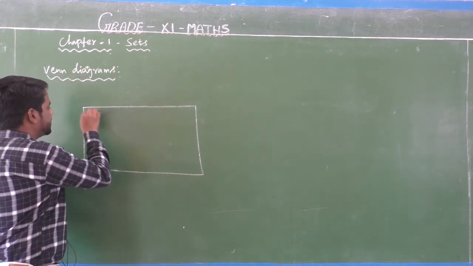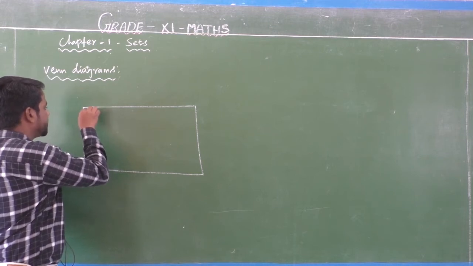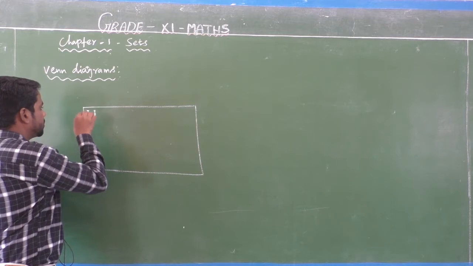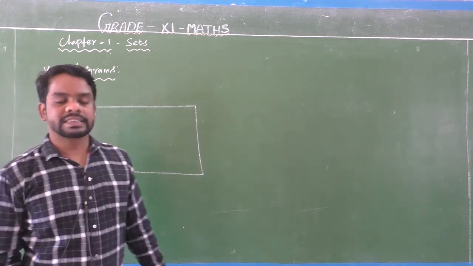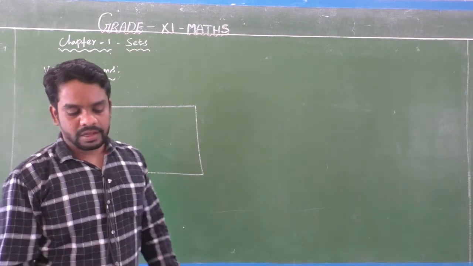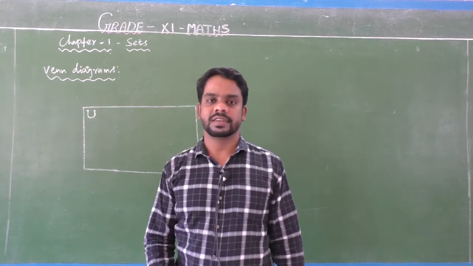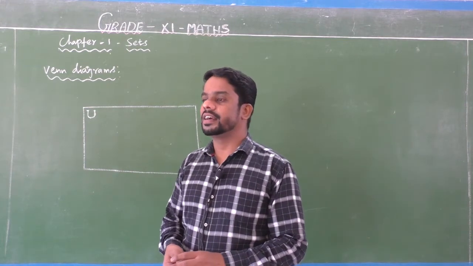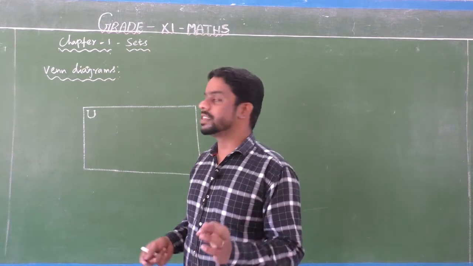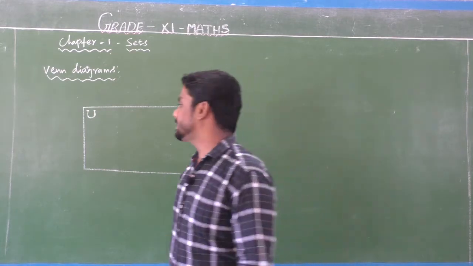This is the universal set U. U means universal set. Last class we taught about the universal set. The union of all sets is equal to the universal set. Given sets are all subsets of this universal set. Okay, so let us consider sets A and B.